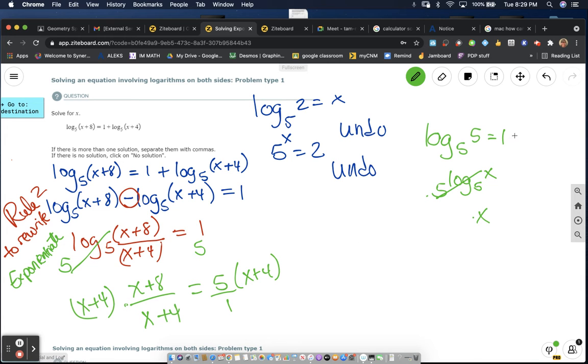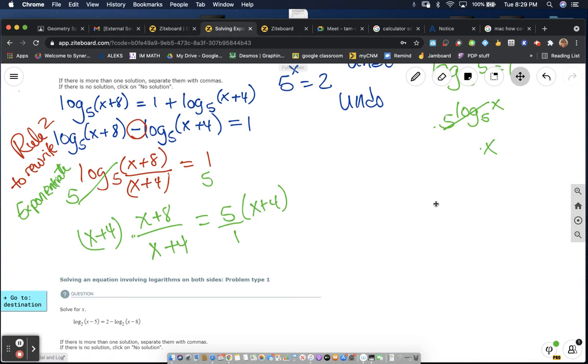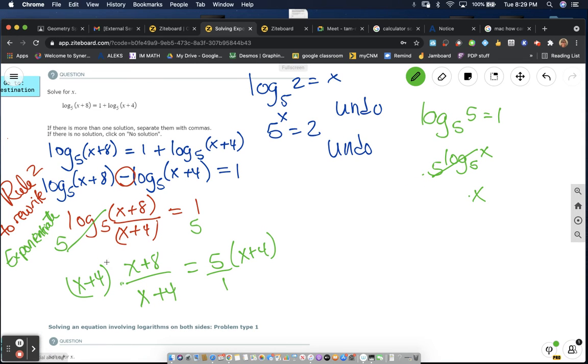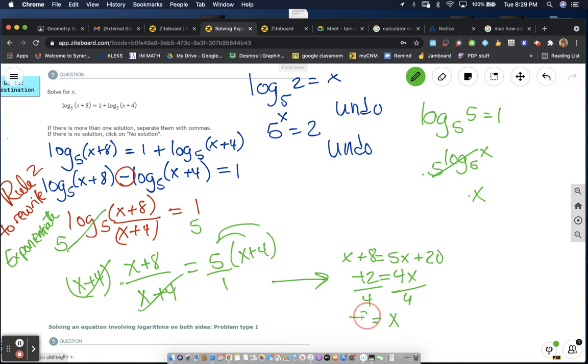These cancel, and you get 5x plus 20, right? And you're just solving for x now. You get 4x equals negative 12, correct? If I subtract 20 and divide by 4, you get x equals negative 3.